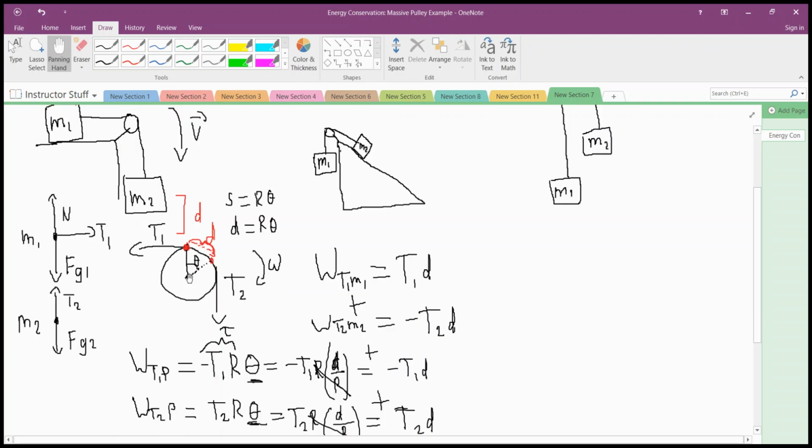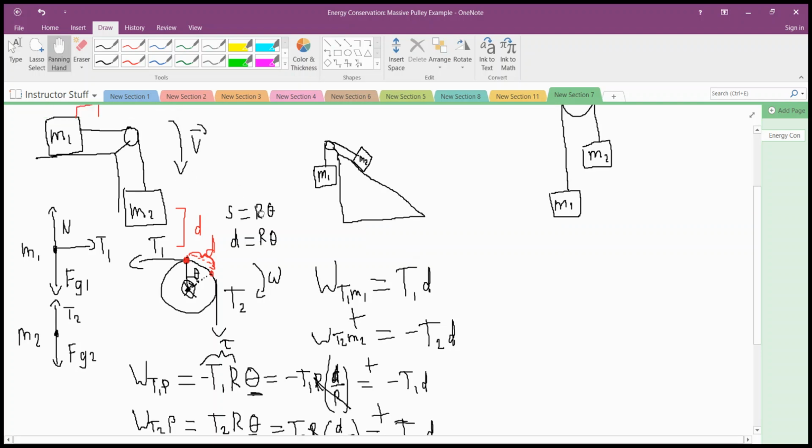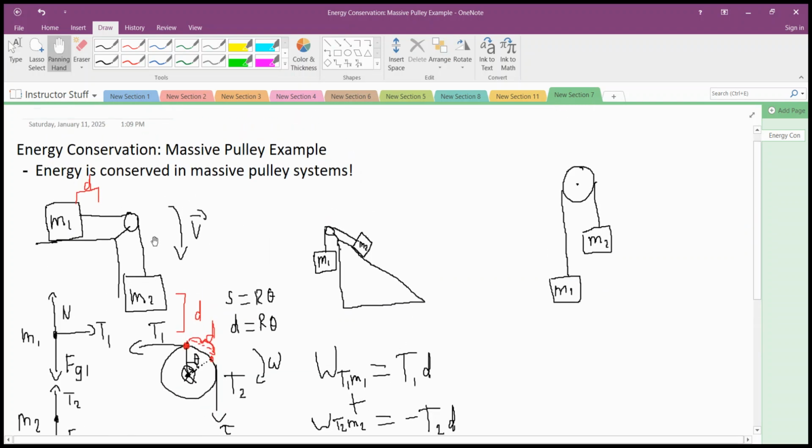And then we have the normal force from the axle on the pulley, but that does no torque, and it also does no work because the pulley has no translational motion. And it does no torque because we can take the torque, as we did, about the axle. And so no torque from any forces acting at that point. So energy is conserved even when the pulley has mass.